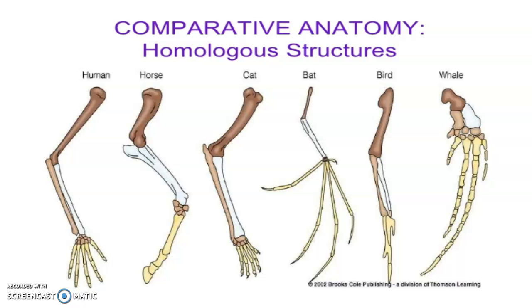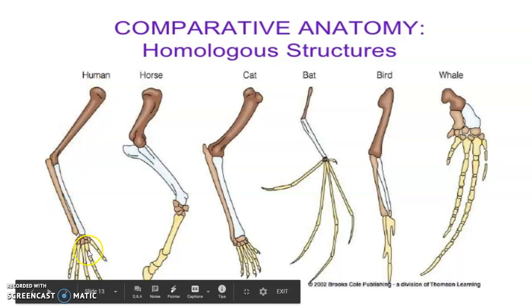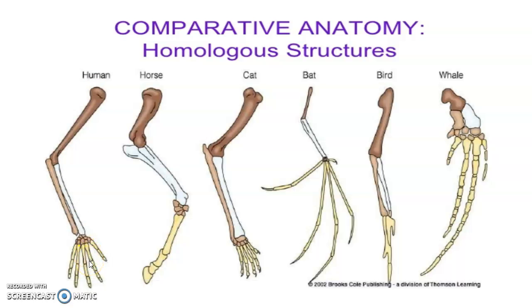So homologous structures are when the species have the same structure, but it's used for different purposes, like the arm of a human, the leg of a horse, the leg of a cat, the wing of a bat. They all have the same anatomical structure: one bone, two bones, wrist, hand, and finger bones. It's the same structure, but we use it for different purposes.